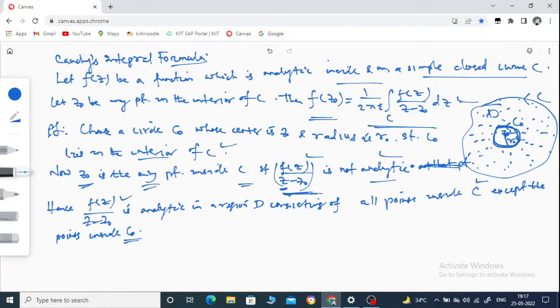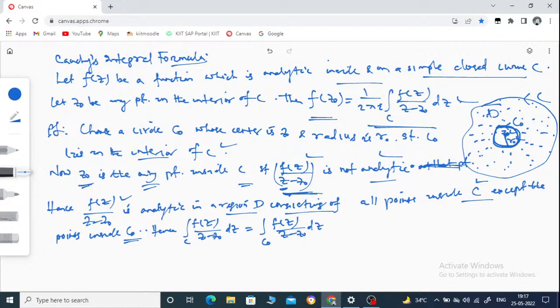So f of z divided by z minus z naught is analytic in a region D, and this region D consists of all points inside C except the points inside C naught. Hence I can write that the integration over C of f of z divided by z minus z naught dz will be only the integration over C naught of f of z divided by z minus z naught dz.